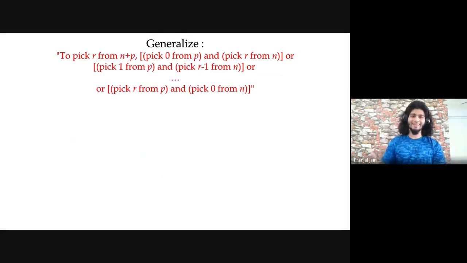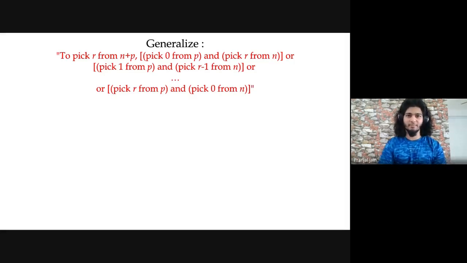And now we can take it a step further. So instead of having one or two elements on the left, I can go all in and make it into a variable. So what if I have p numbers on the left and n numbers on the right, and I want to pick r. So either 0 from here and all from here, or 1 from here, rest from here, or 2 from here, rest from here, and so on till r from here and none from here.